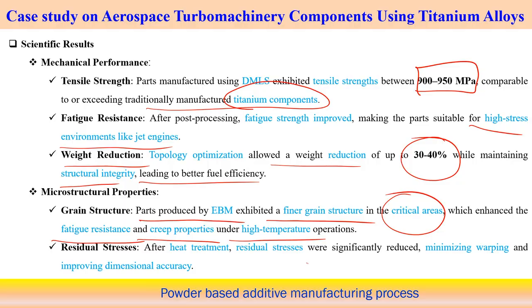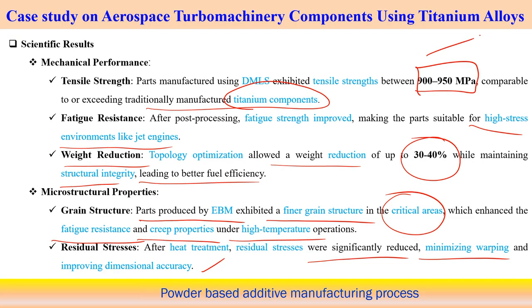If you look into the residual stress also, even after heat treatment, the residual stresses are significantly reduced. Heat treatment reduces residual stress, minimizing the warping and improving the dimensional accuracy. That means the residual stress is lower, and that in turn influences minimum warping of the components and improves the dimensional accuracy of the components. So this kind of achievement is possible using the additive manufacturing process.